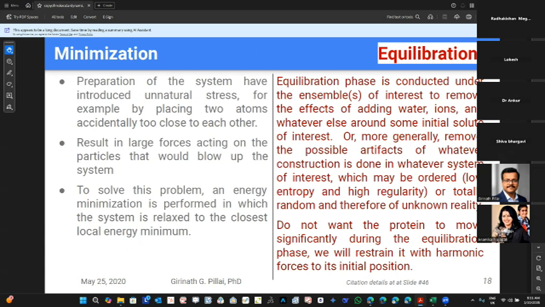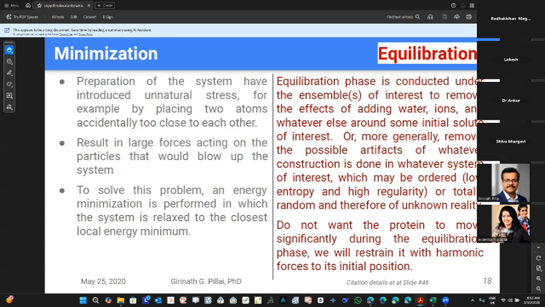In the minimization, we have to prepare the system, which may have unnatural stress by placing two atoms accidentally too close to each other. Because when you add water molecules and ions, they might clash with the atoms in your proteins or amino acids. So we need to take care that they don't clash with each other. If they clash, the forces won't be correct, the energy won't be optimal. So we have to do that. That's why the first step of minimization is much required in MD simulations.